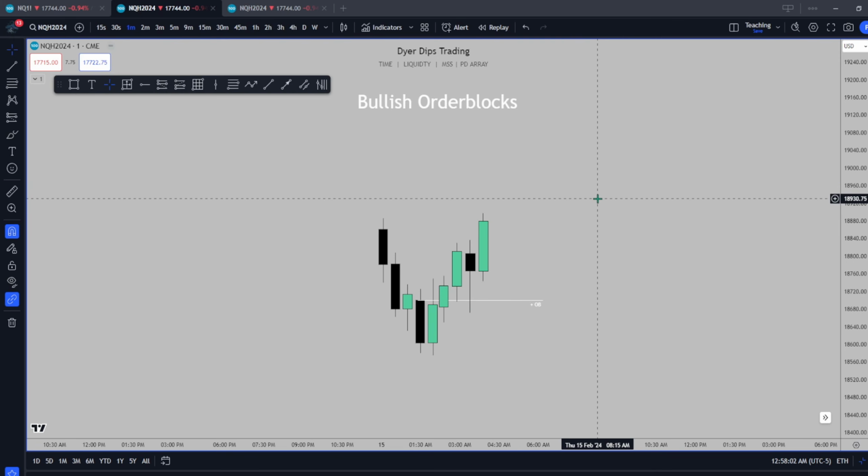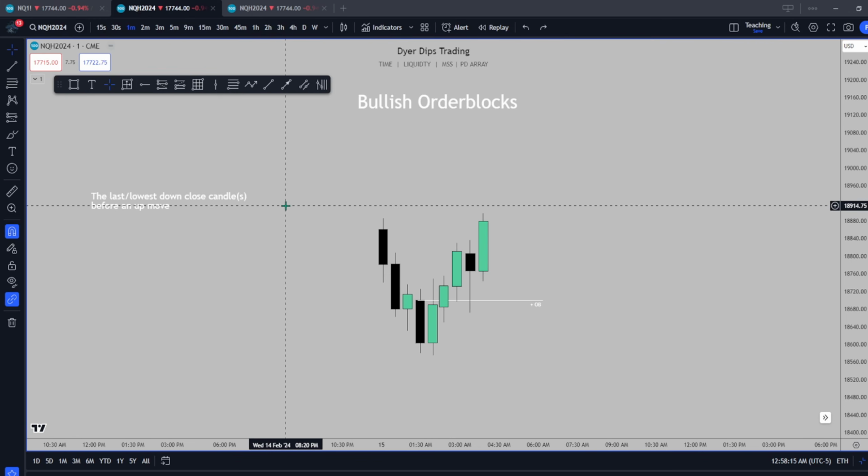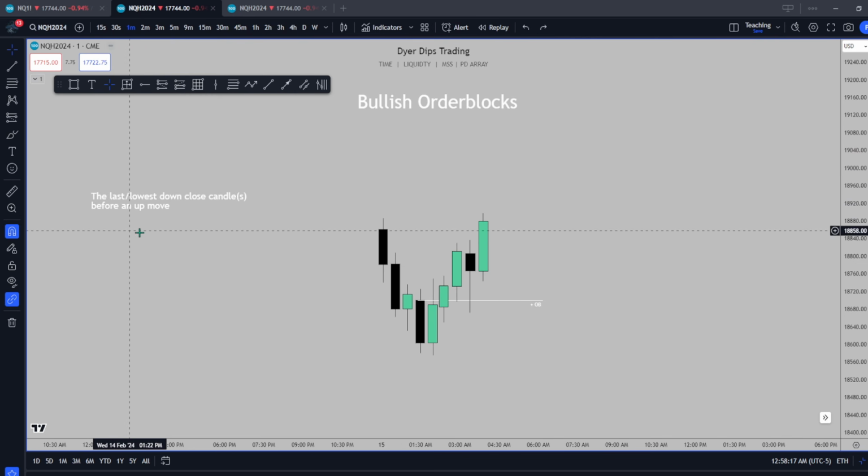Okay, so whether this is your first time to order blocks, or you've learned about it from somebody else, or you've heard some theories behind order blocks, let's get into how I would actually define order blocks, or specifically how you've probably heard it defined before. So what that's going to be is the last or lowest down close candle before an up move. So if we take a look at this example here, an order block, a bullish order block I might add, is going to be the last down close candle.